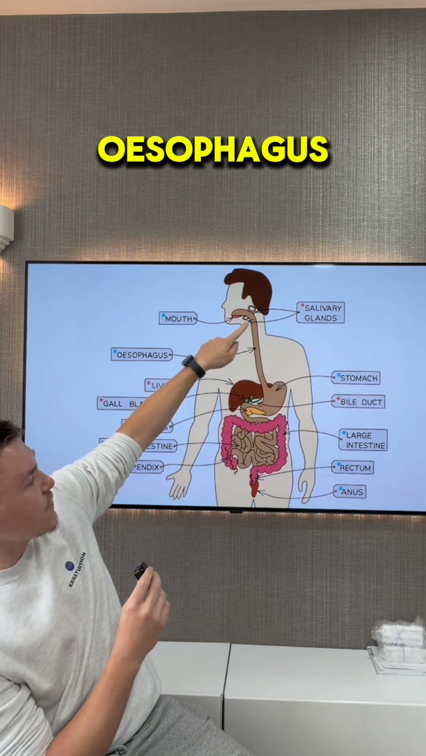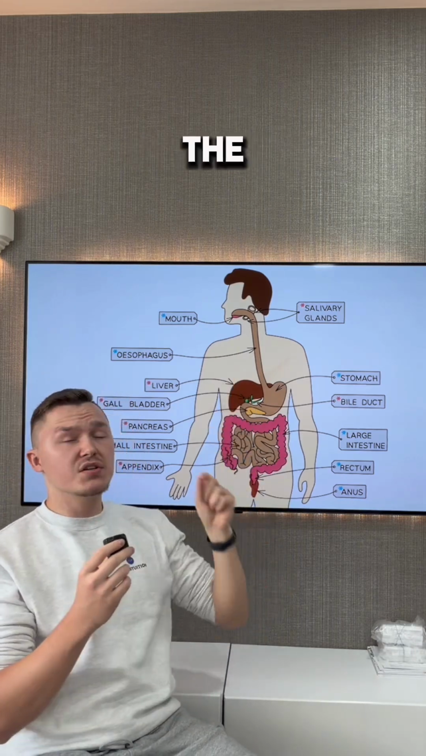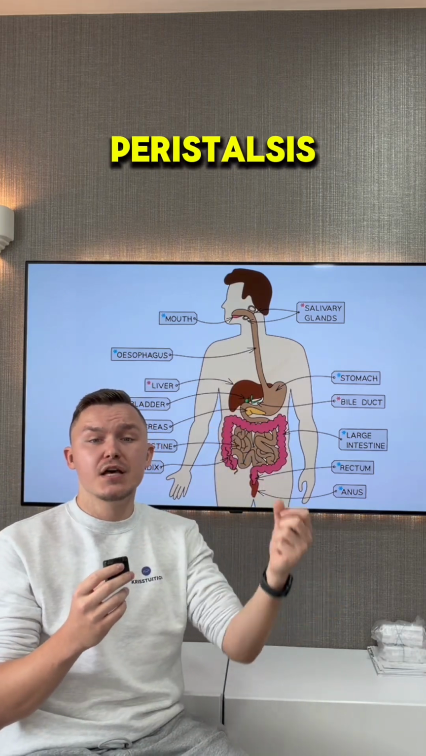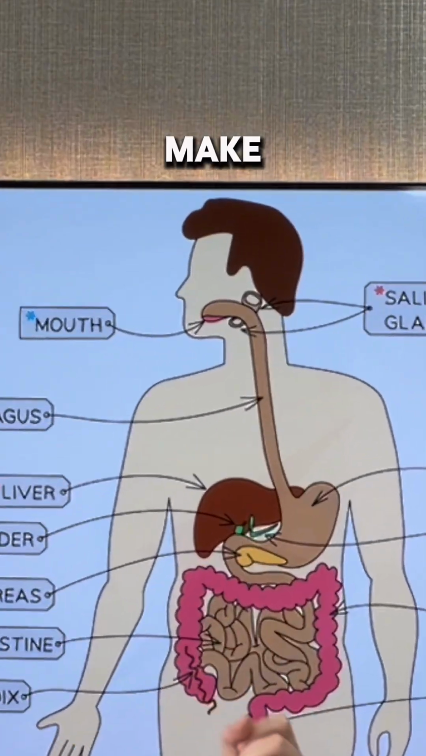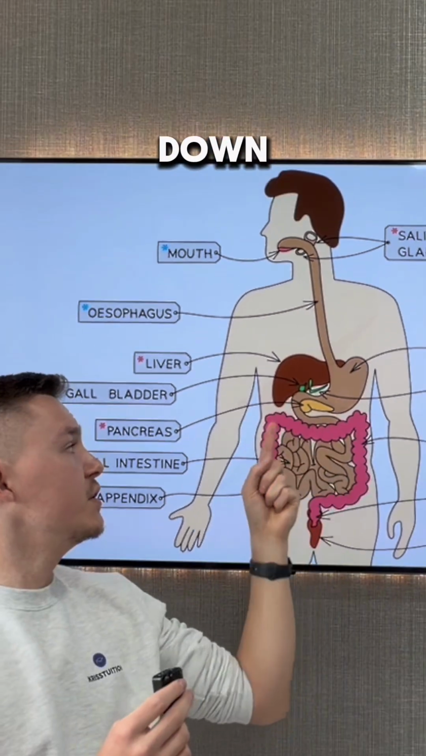Then we have the esophagus, which is the tube which connects the mouth to the stomach, and this tube, the esophagus, uses peristalsis, which is a contraction of the muscles that make up the esophagus, which push the food down from the mouth all the way down to the stomach.